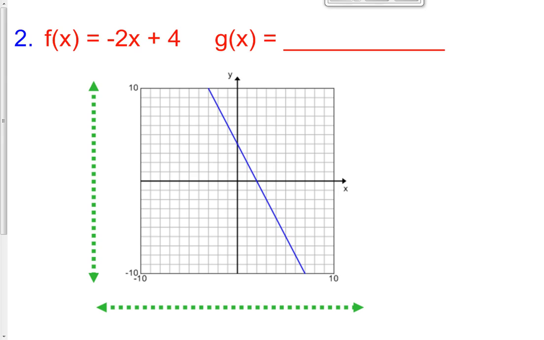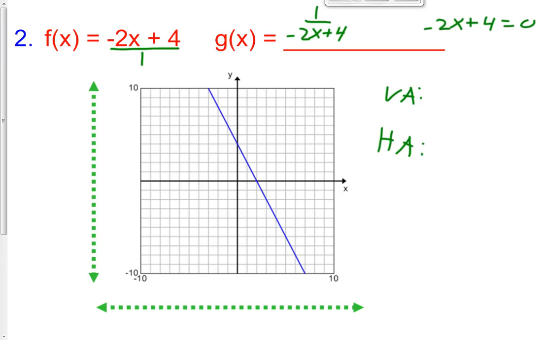Let's try problem number 2 altogether. We have our linear function, so to do the reciprocal function, it's going to be 1 over this, negative 2x plus 4. And there's our reciprocal function. So let's talk about the vertical asymptote and the horizontal asymptote. The vertical asymptote is when our denominator equals 0. So when does negative 2x plus 4 equal 0? Well, when negative 2x equals negative 4, so x would equal a positive 2 when I divide both sides by negative 2. So there's our vertical asymptote, x equals a positive 2.